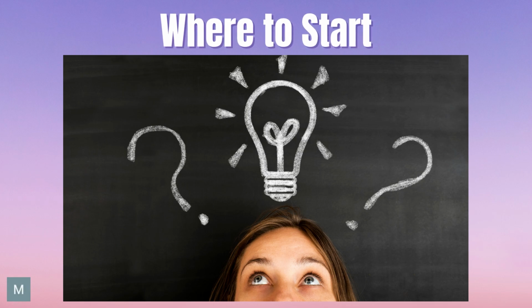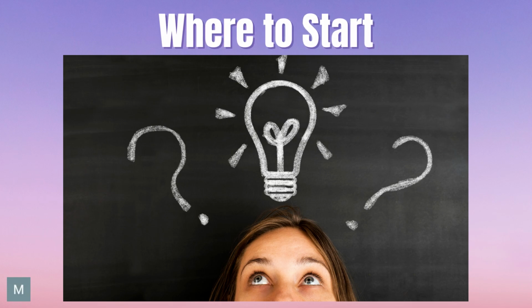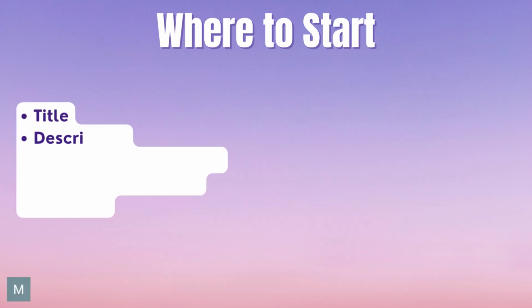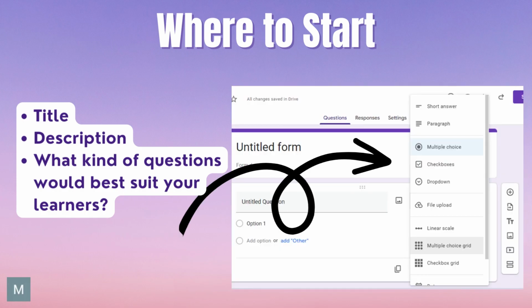Where to start? In order to create a quiz, you first have to think about what you are expecting from your learners. This will help you decide what kind of questions you will have to provide. First, you have to pick a title and description. Once that is ready, you have to decide what kind of questions would best suit your learners. Google Forms' most popular options are short answer, paragraphs, multiple choice, checkboxes, and drop-down.